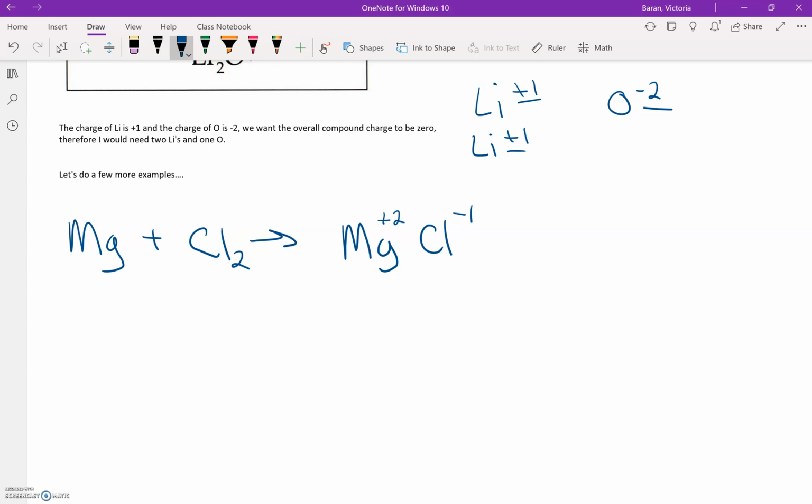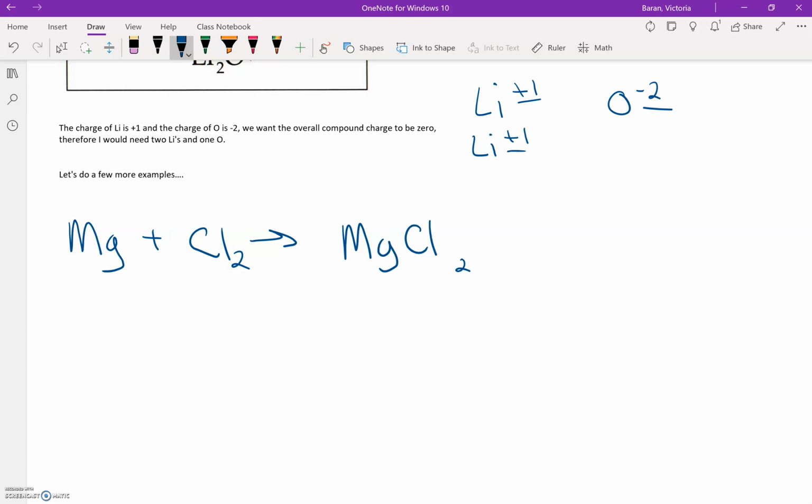So again, I use the crisscross method. It's just a very easy, quick way to figure out the correct formula of something. So this 2 will become the subscript for the chlorine, and this 1 will become the subscript for the magnesium, but we don't have to write the 1. So for my final answer, I would have MgCl2. That would be my final answer. That would be my new compound that would have formed.